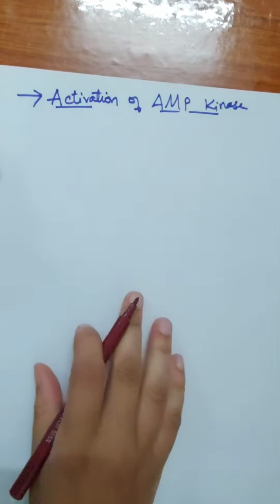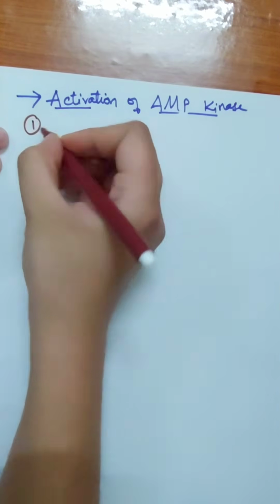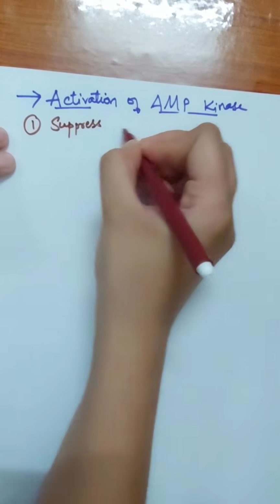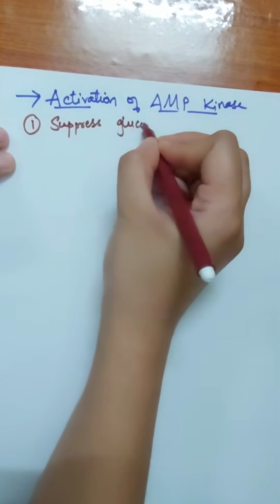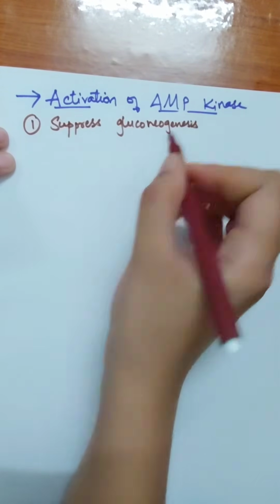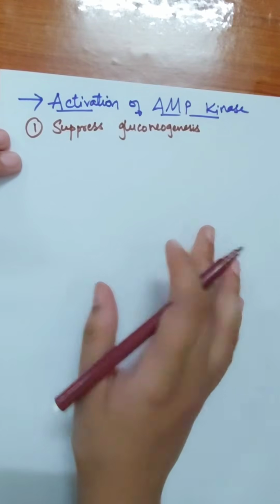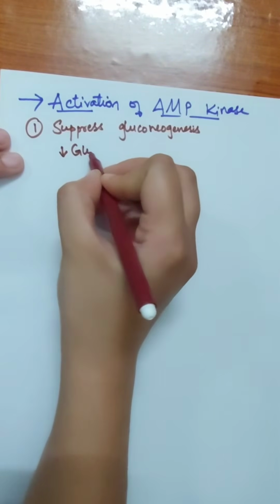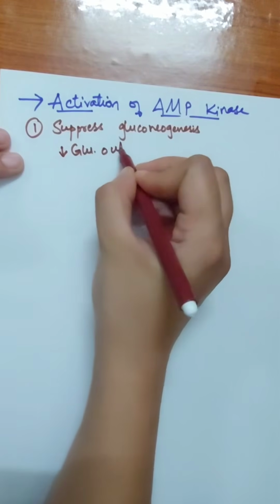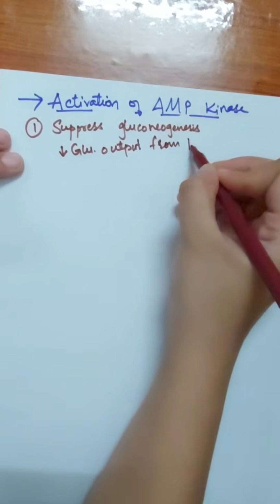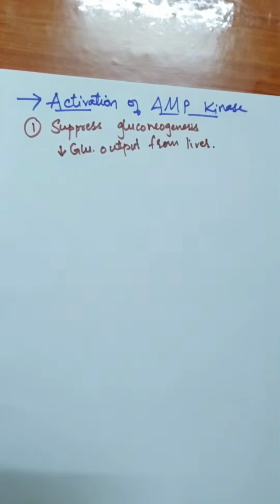First of all, it will suppress gluconeogenesis, and when gluconeogenesis is suppressed, it will cause inhibition of glucose output from the liver. So this is the first mechanism.